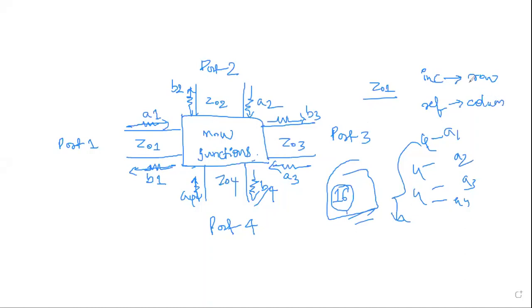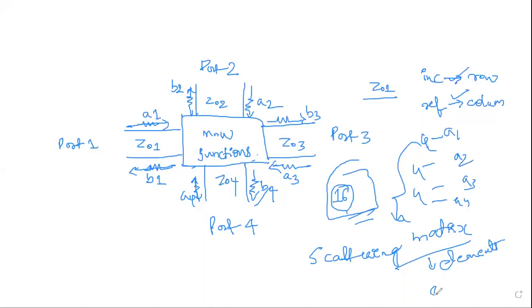So if you represent the parameters, that is, incident waves in a row matrix and reflected waves in a column matrix, such a matrix is called a scattering matrix, or scattering parameters. And the elements of this matrix are called scattering elements, or it is also called scattering coefficients.